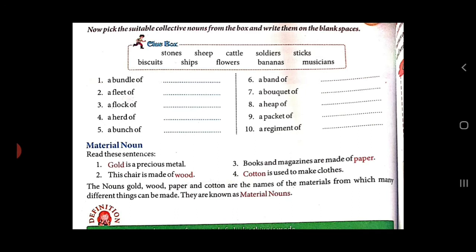Now above you can see a clue box is given in which many words are there. So you have to find the appropriate one. Okay, a bundle of sticks. Collection of sticks is known as bundle. Okay, so a bundle of sticks. Rest you have to try by yourself. Okay.